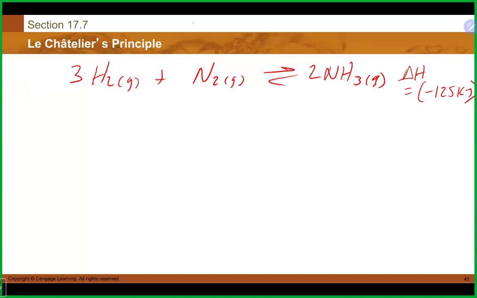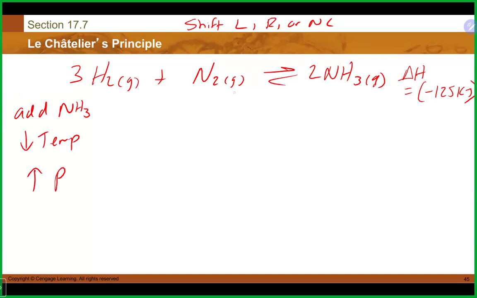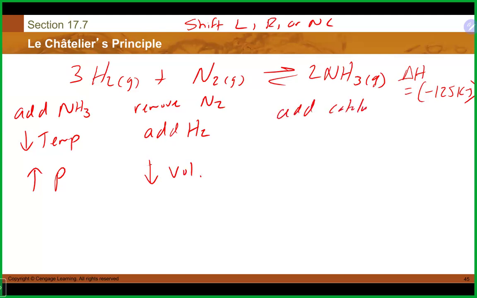All right, so what we want to know in each of these cases is, are we going to shift to the left, shift to the right, or have no change? We're going to add NH3. We're going to decrease the temperature. We're going to increase the pressure. We're going to remove N2. We're going to add some H2. Again, we're going to decrease the volume. We will add a catalyst. All right, let's take a moment for each of those to decide which way we are shifting.